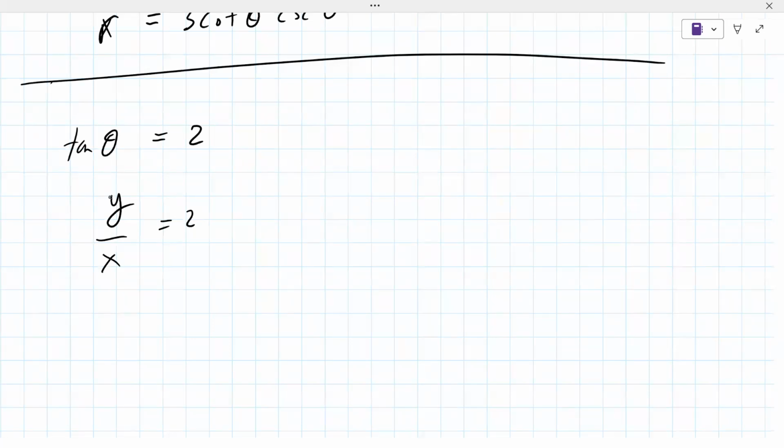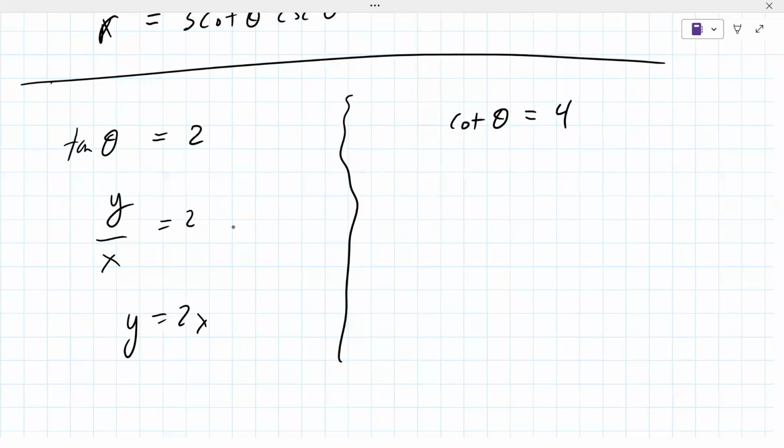All right. So how would you solve this for y? Multiply both sides by x. All right, so y equals 2x. So another type of problem you'll see here is like cotangent of theta equals 4, for example. And cotangent of theta is really 1 over tangent of theta.